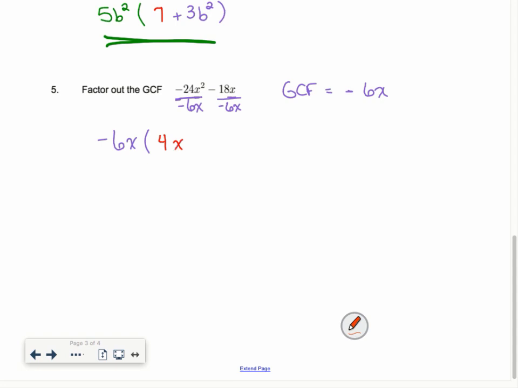So in this case, the variable doesn't always cancel away. The second set, negative 18x divided by negative 6x. Negative 18 divided by negative 6 is a positive 3 because negative divided by negative is a positive. Then x divided by x cancels. So there's no x. So this is your answer to example 5.